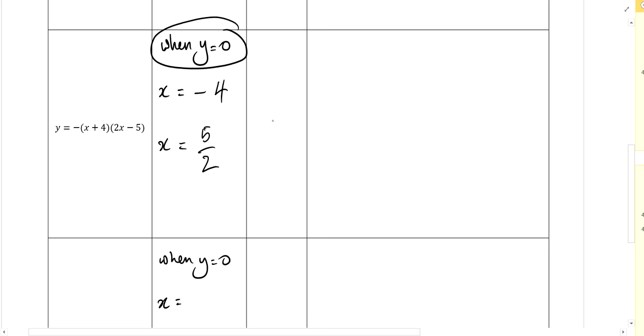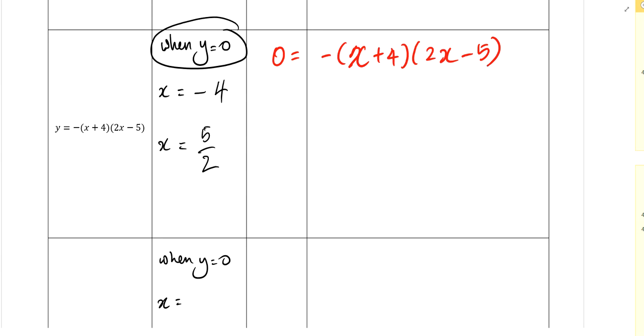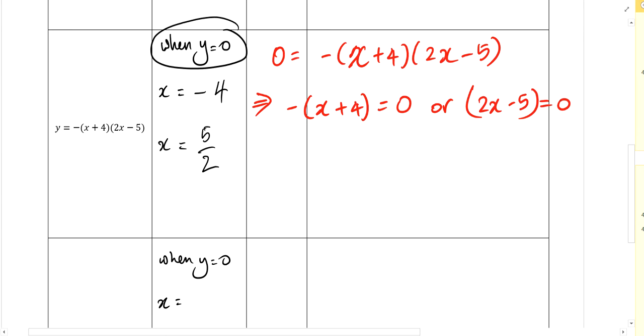So when y equals to 0, I've got 0 equals to (negative x plus 4)(2x minus 5). So I am trying to find the value of x that leads to the product equals to 0. Okay? This tells me that there are 2 possibilities. Either negative x plus 4 equals to 0 or 2x minus 5 equals to 0. Do you all agree so far? Mechanics okay? Okay, then let's look at this one. This is the easier one. What do we have for x for this case?